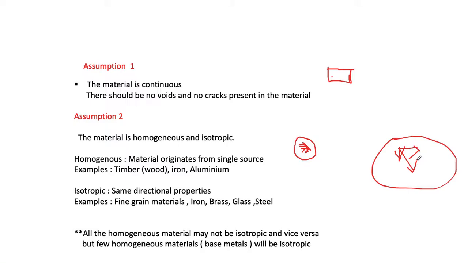All homogeneous materials may not be isotropic and vice versa, but a few homogeneous materials, such as base metals, will be isotropic. Homogeneous materials like wood, timber, iron, and aluminum may not be isotropic, but a few homogeneous materials, the base metals we have, will be considered isotropic.